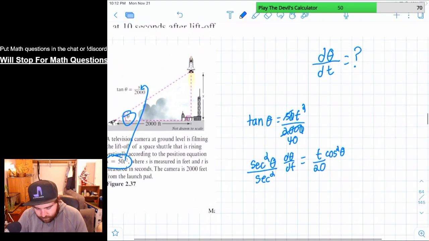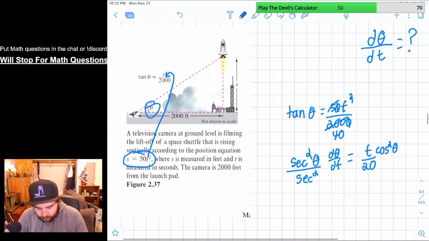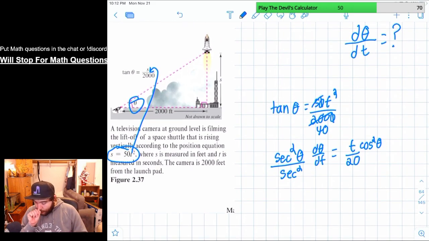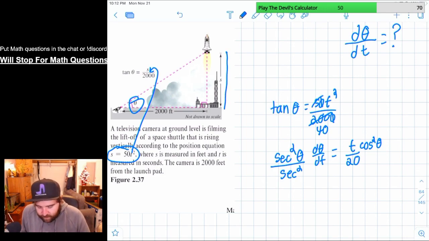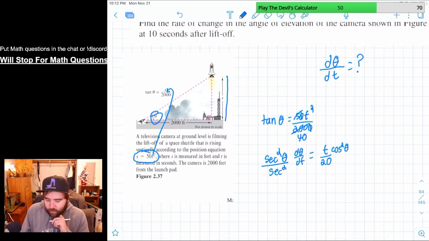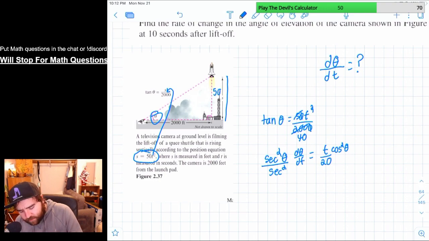But what's the theta, you may ask? I may ask that as well. So we must find that theta by using that tangent equation. We need to find the distance that it's actually gone up in that 10 seconds. That still does matter. So how far has it gone up in that 10 seconds? Well, we just use that equation. So it's 10 squared times 50. So it's 100 times 50. So it's 5,000. So this height is 5,000.